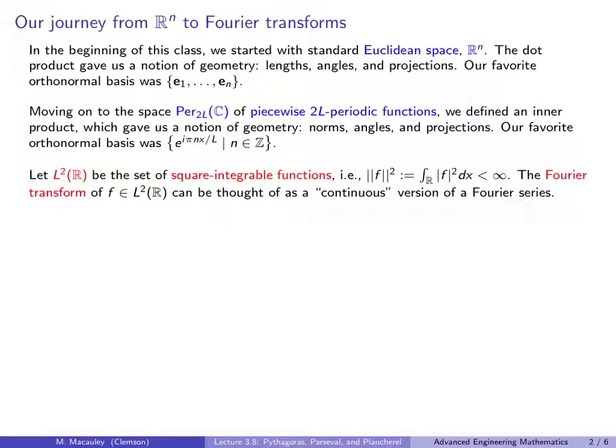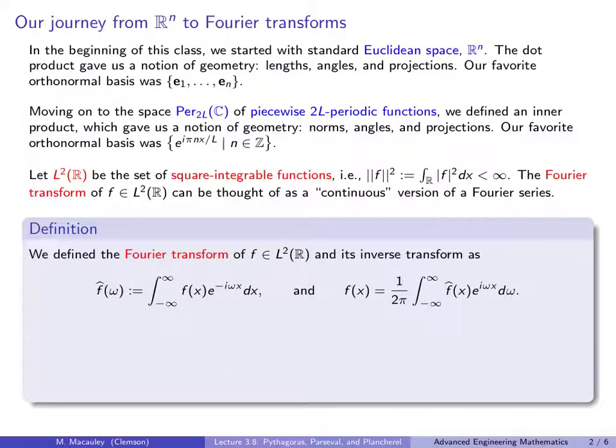The Fourier transform of one of these functions can be thought of as a continuous version of a Fourier series, and we saw this in the last lecture. Now, there were several ways to define the Fourier transform of a function f and its inverse. So we defined it as f hat of omega is the integral over the whole real line of f(x) times e to the i omega x dx. And the inverse transform is the same thing, but we have to stick this 1 over 2 pi out in front. And then this negative exponent becomes positive. And that's just there because it has to be there if we want this to be the inverse transform.